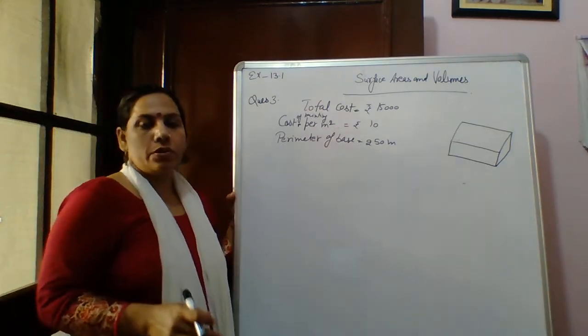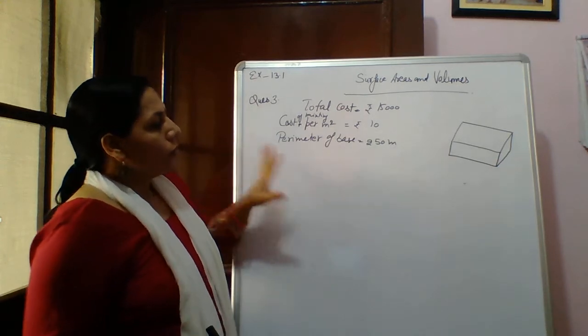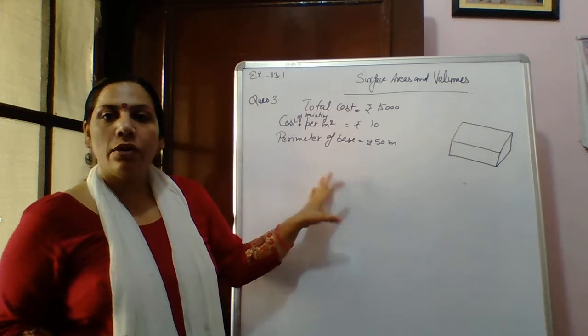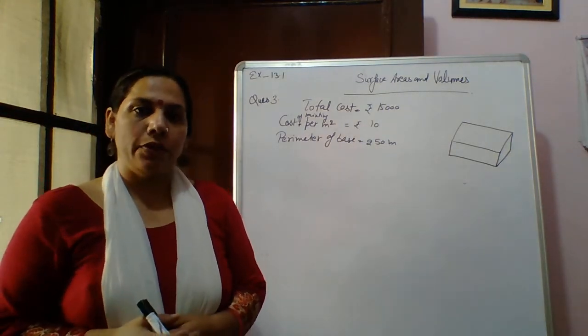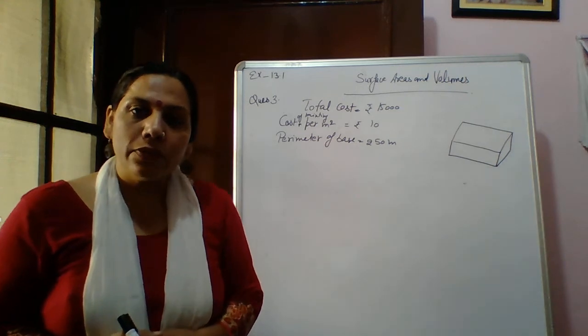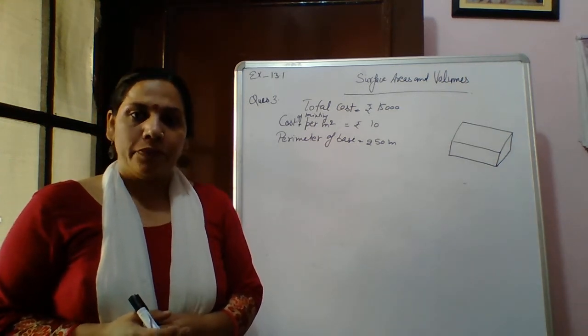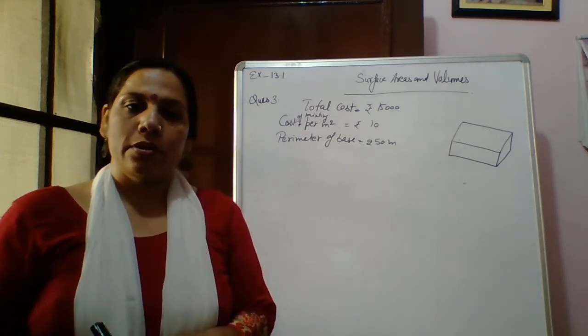First of all, I want to tell you one thing, students. What are we using in this question? For painting the four walls, which area are we using? We are using the curved surface area. And what is curved surface area? That is 2h into (L plus B). So we do not have the area, but we have the total cost.